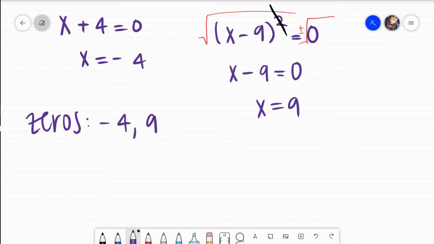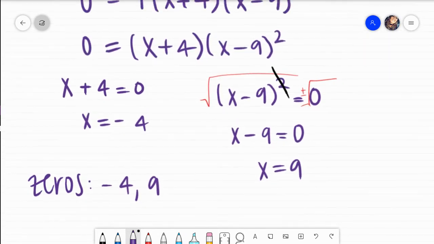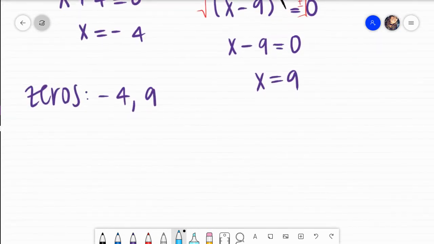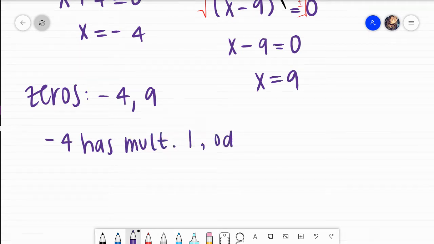Okay, now as far as my multiplicities, if you look at my factor here of that x plus 4, it has an exponent of 1. So my multiplicity, we could say negative 4 has a multiplicity of 1, which is odd. So that means it crosses. And it's actually going to cross at negative 4.